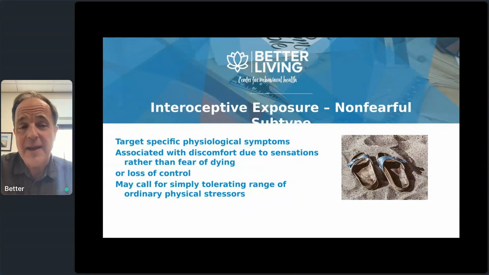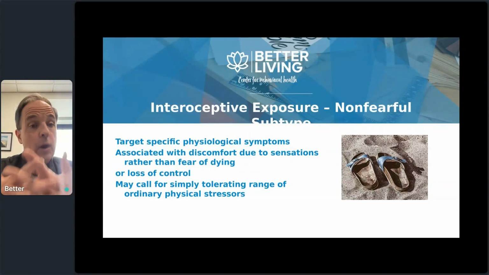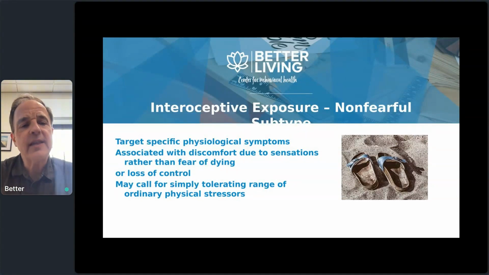He was actually a little self-deprecating about it. And he said, look, I'm kind of like the princess and the pea. I don't like any discomfort. And so our process was to get used to tolerating a range of ordinary stressors. And so one of them, for example, and why I chose the picture that I did, I had him practice putting sand in his shoes and walking around during the day with a little bit of sand in his shoes.